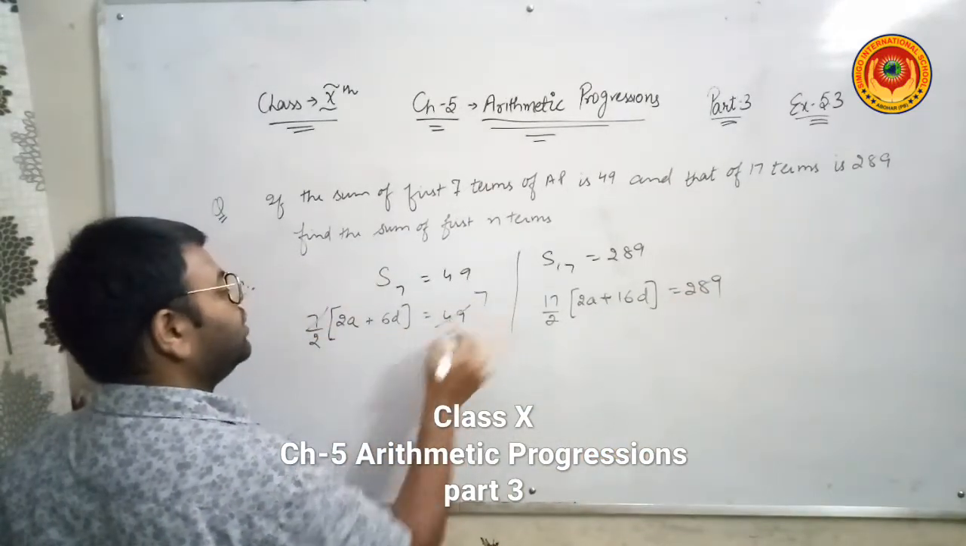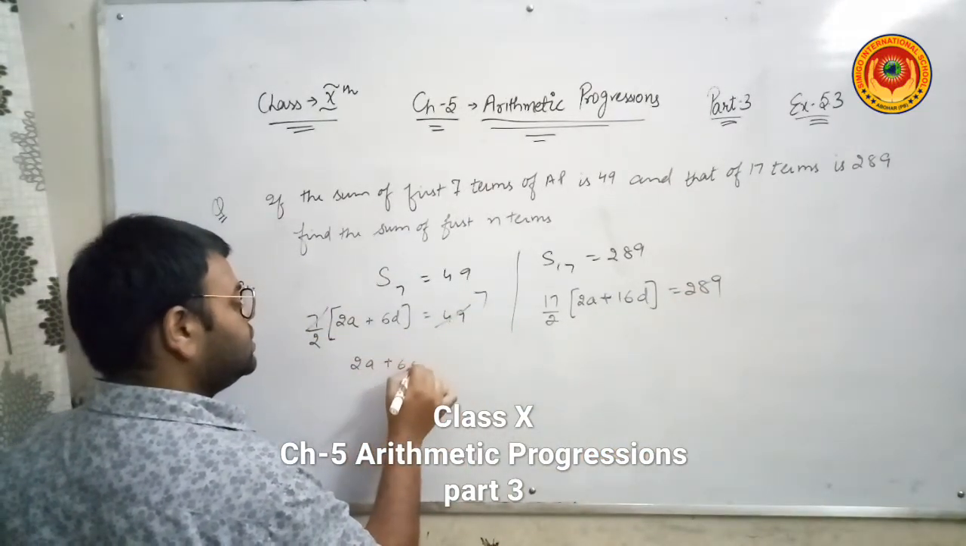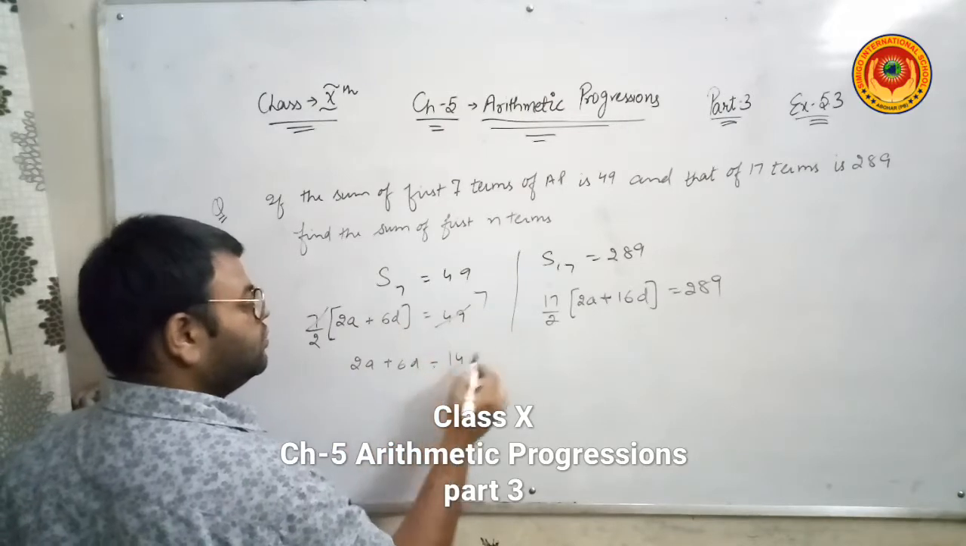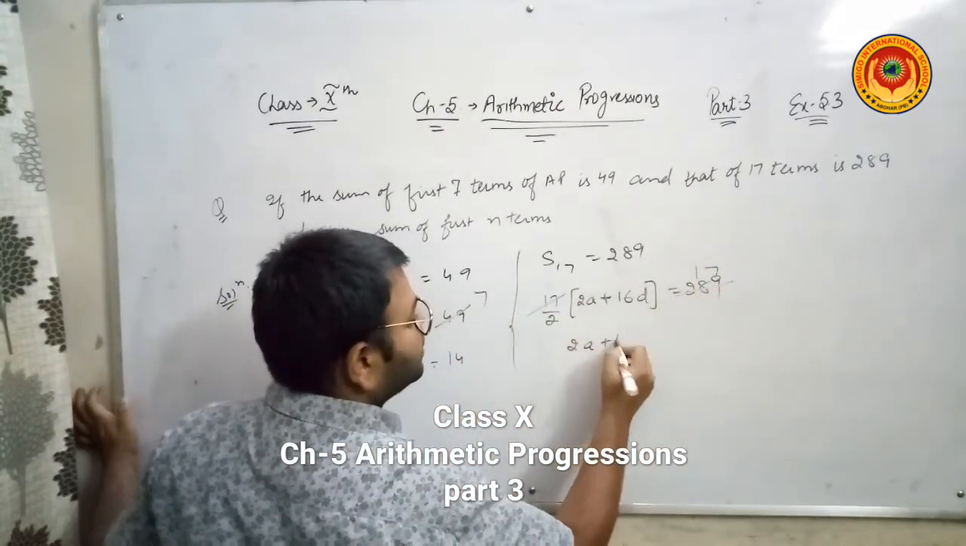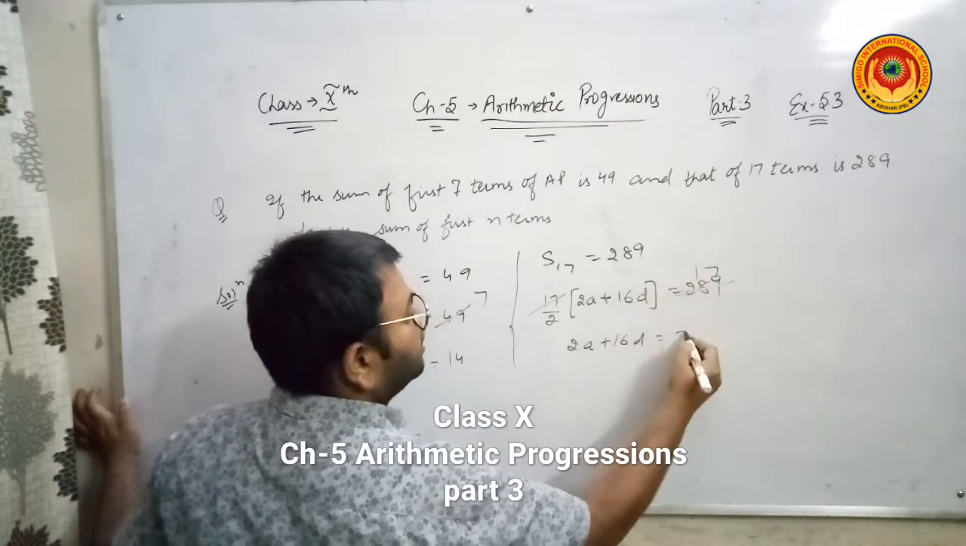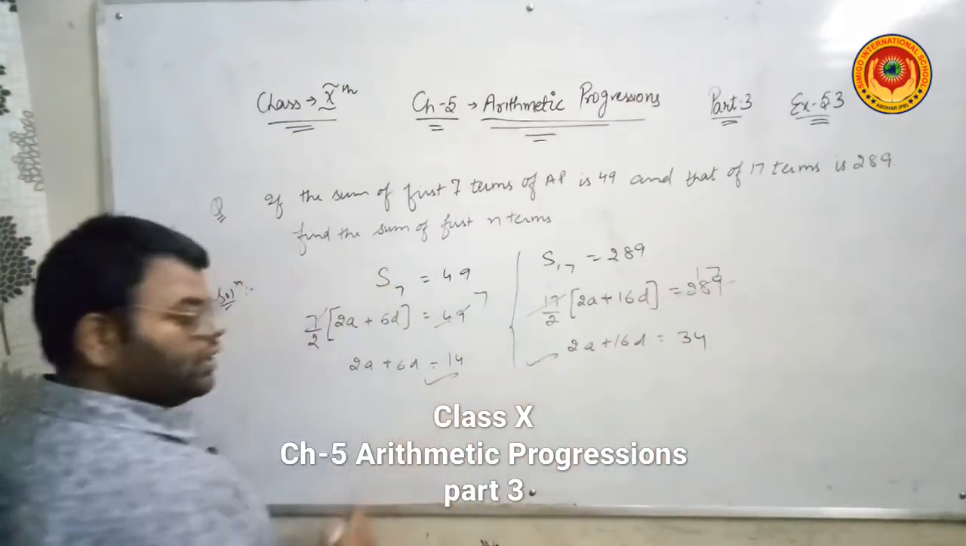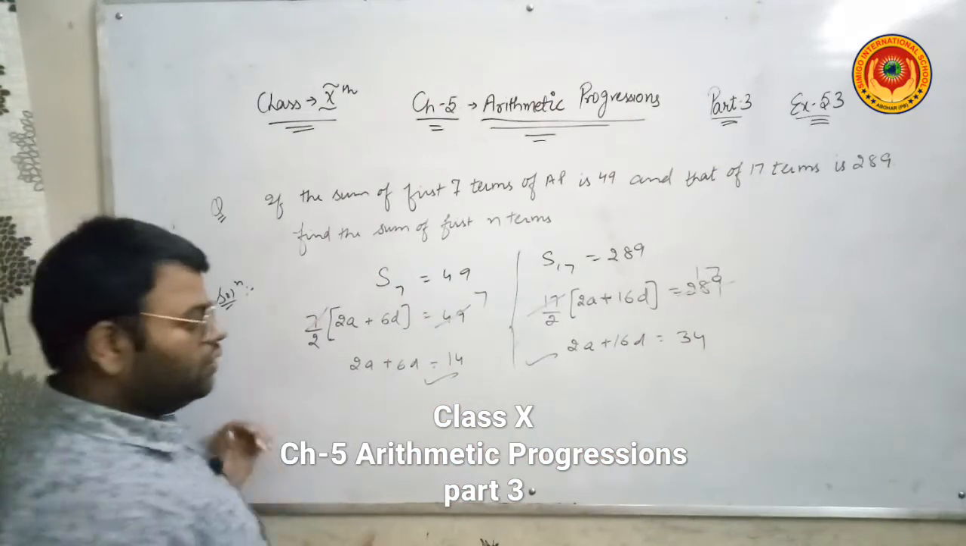Yes, 7 cancels with 49, 7. 2a plus 6d. 2 7s are 14. Here 17 cuts with this 17. 2a plus 16d is equal to 2 into 17, 34. Now you have two equations. Subtract these and you get the answer of d.